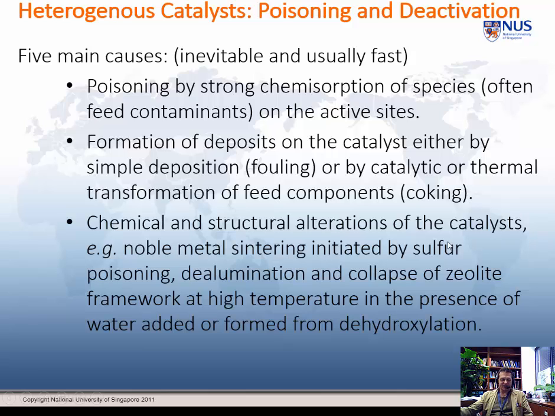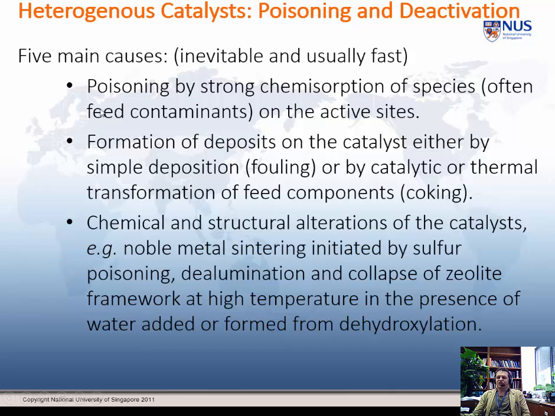Okay, so catalysts, we had this fantasy when we were little boys and girls. We were told catalysts are unchanging, eternal, they go on forever. Well, the bad news is they're not, and the worst news is they're really not. Catalysts undergo poisoning and undergo deactivation, and unfortunately these two processes are both inevitable and usually fast, and of course they're increased by the number of moles of reaction that you're moving through the catalysts. There are 5 main causes.